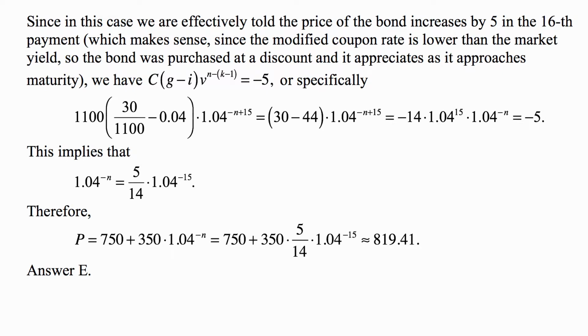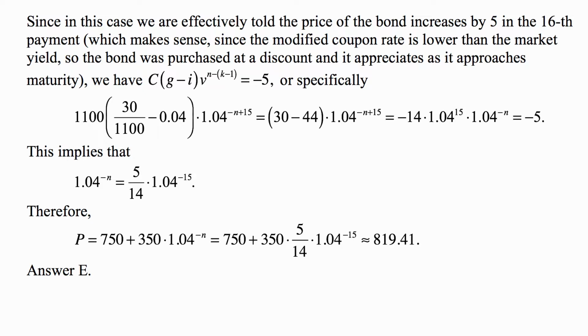How come? Well, we are effectively told that the price of the bond increases by 5 in the 16th payment, which makes sense since the modified coupon rate is lower than the market yield. So the bond was purchased at a discount and it appreciates as it approaches maturity. So we are told that C times G minus I times V to the n minus K minus 1 is equal to negative 5.